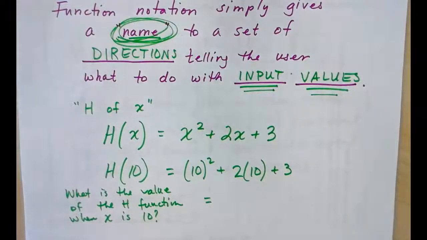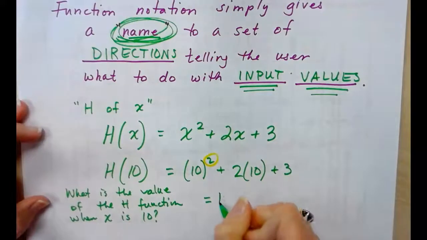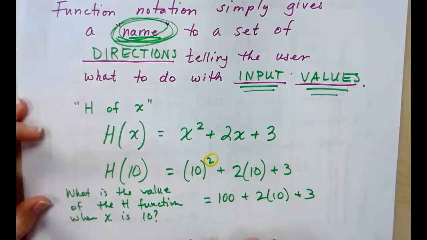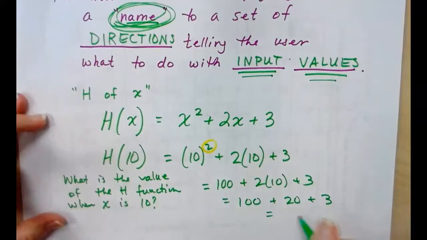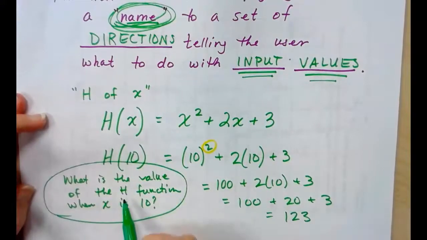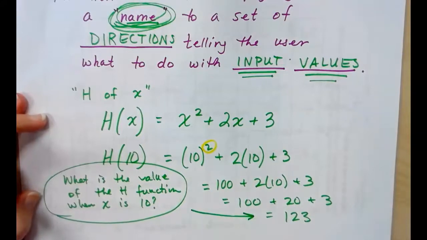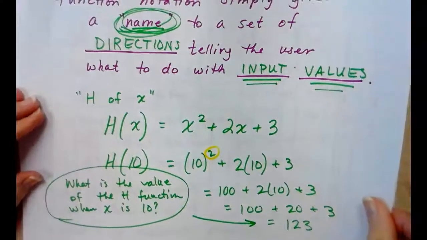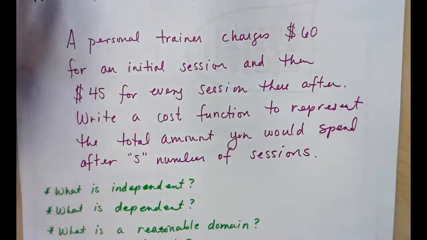So, if that's the case, we will deal with the exponent first. 10 squared is 100. Then, working left to right, next multiplication, 100 plus 20 plus 3, and of course 100 plus 20 plus 3 is 123. So, what is the value of the H function when X is 10? The evaluation is 123. Evaluating a function.